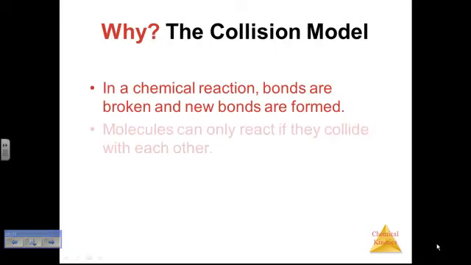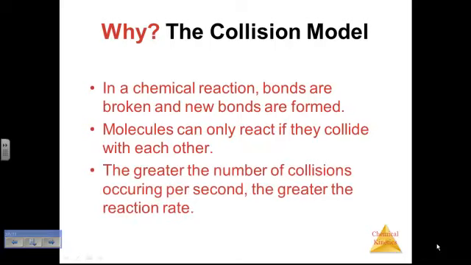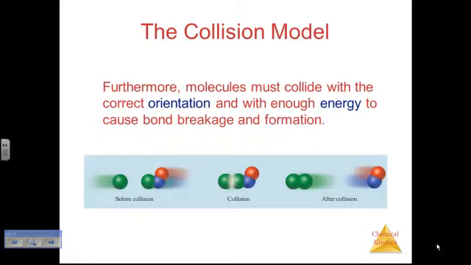The collision model speaks of chemical reactions where bonds are breaking and atoms are rearranging themselves to form new products. In order for reactions to occur, molecules must physically collide, and they must collide with enough energy and with the exact spatial orientation for a successful collision for a reaction to occur. The greater the number of collisions occurring per second, the more likely the rate would be to increase. Greater collisions mean likelier odds of a successful orientation.